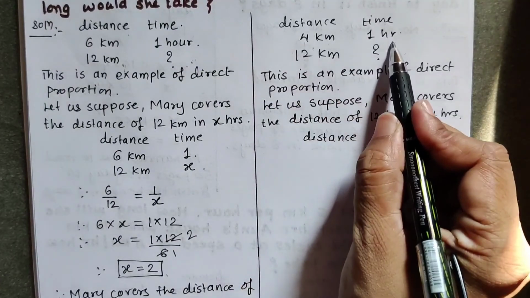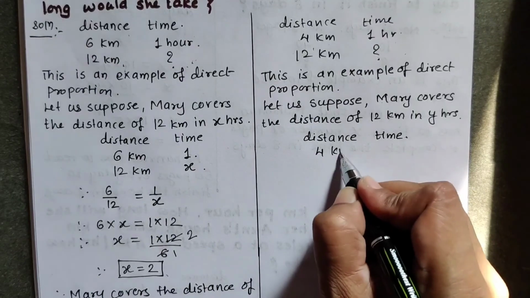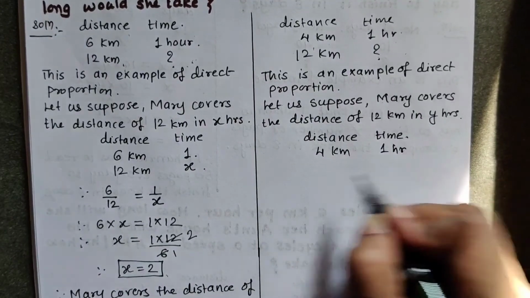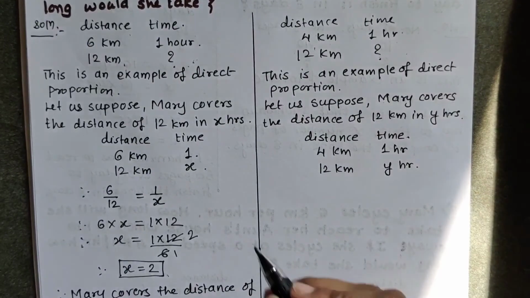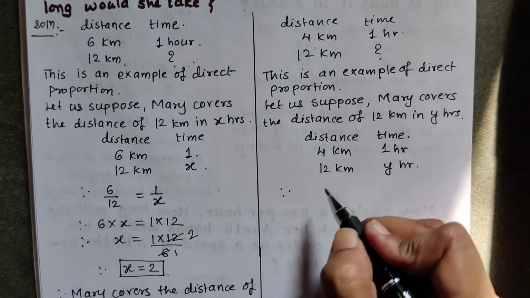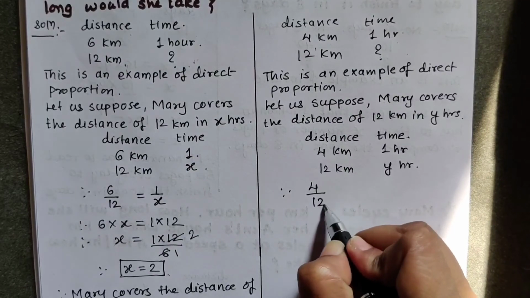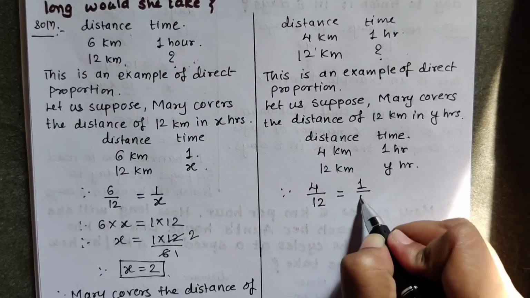Previously it was 4 kilometer and 1 hour. Distance is 4 kilometer, time taken is 1 hour. Now the distance is 12 kilometer, time taken we have taken y hours. So this is an example of direct proportion. That's why their ratio is constant. Therefore 4 upon 12 is equal to 1 upon y.